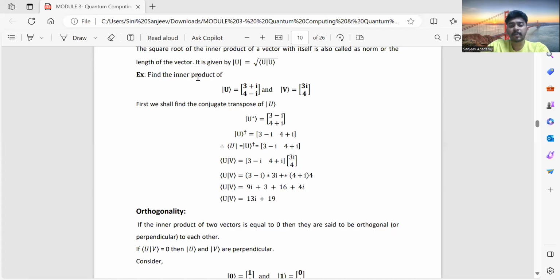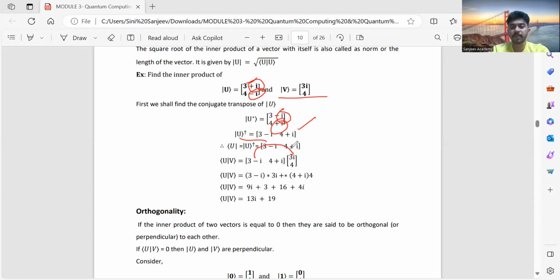So the question here is: find the inner product of U equal to 3 plus i and 4 minus i, and V is 3i and 4i. Correct? Inner product. So you have to find what U, V basically. First thing is to do what? The conjugate. Conjugate meaning plus will change to minus, plus i will change to minus i, minus i will change to plus i. Correct? Then take the transpose. Transpose in the sense the columns will be converted into rows respectively. So having taken the transpose, correct, then I will multiply with V.